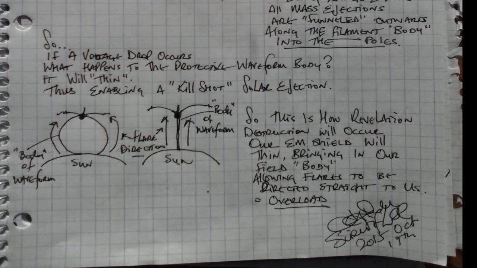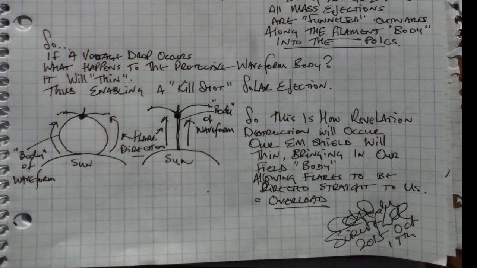One goes around and into the poles. If it gets less energy, the field will come in and it will literally make a thin funnel towards us. And so not only will it go into the poles, it will be hit directly by any Earth to Sun facing. It will just slam straight into us. So this is how revelation destruction will occur.